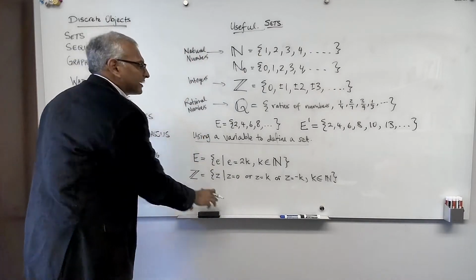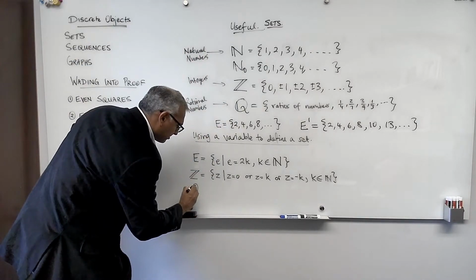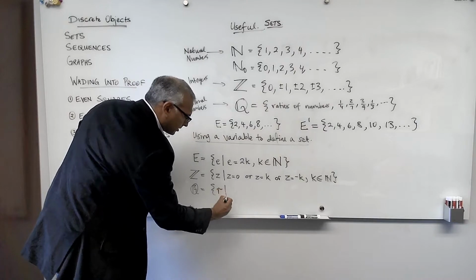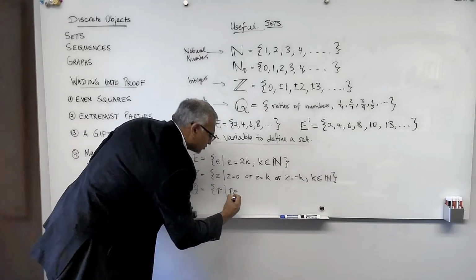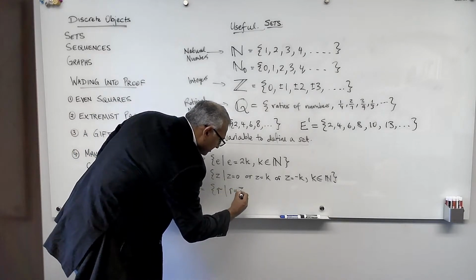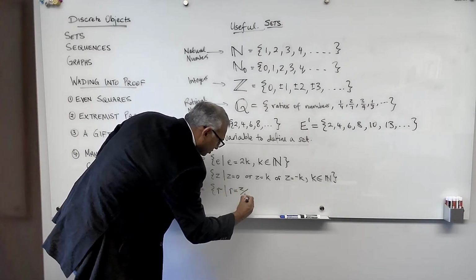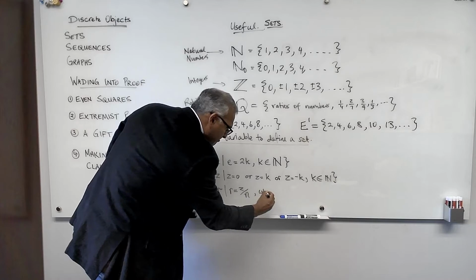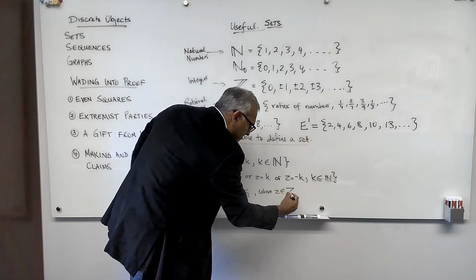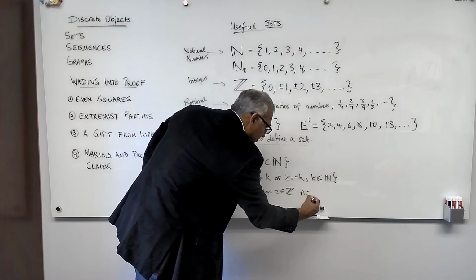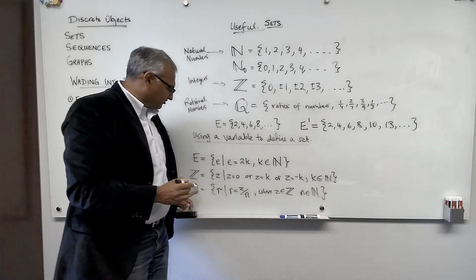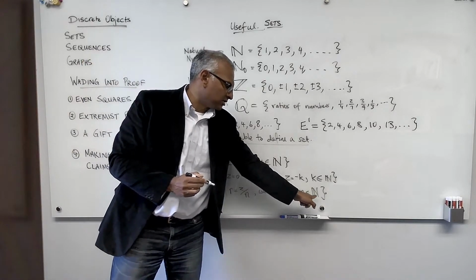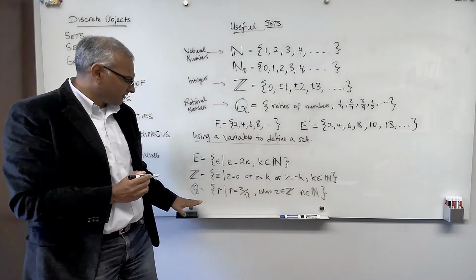Now I can also define the rational numbers. The generic member in this set I'm going to represent by little r. Little r is equal to the ratio of an integer divided by a natural number. So I'm going to write that as r is z over n, where z is an integer and n is a natural number. So here I've defined the rational numbers, making use of the set of integers and the set of natural numbers. But this is now a very well-defined set.